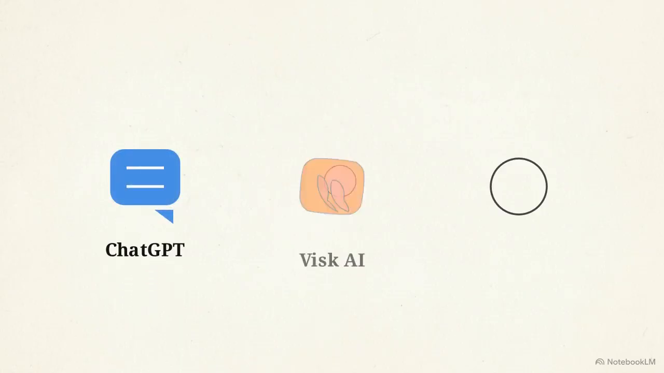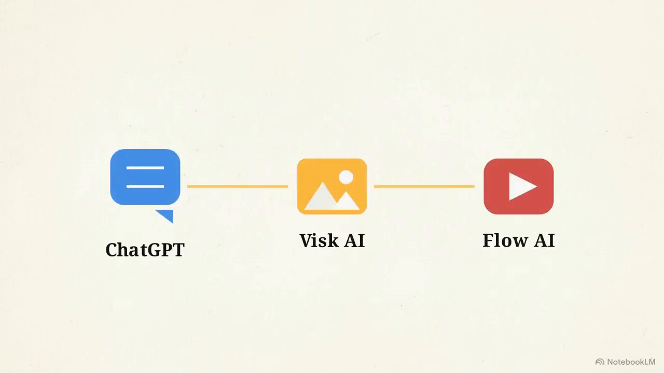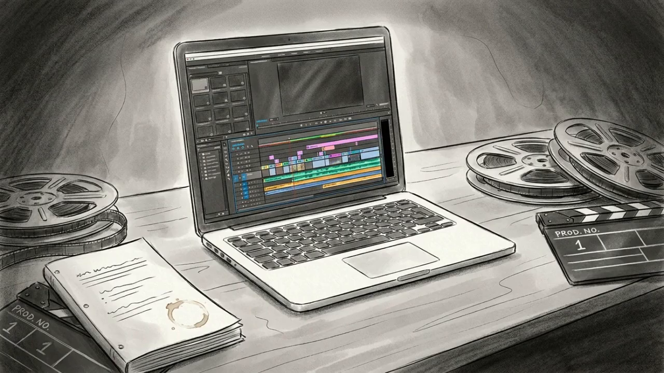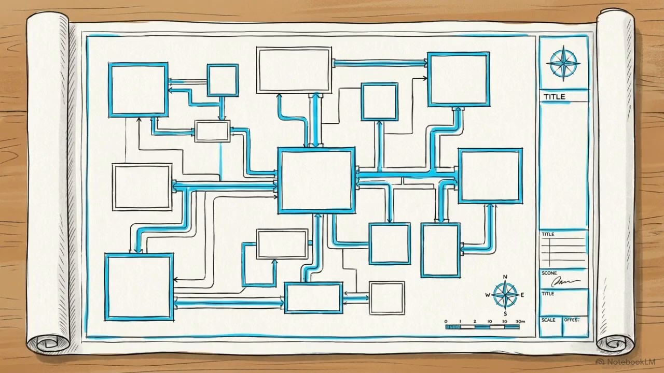We achieve this by linking 3 specific free AI tools, ChatGPT, Visk AI, and Flow AI, to generate every audio and visual asset simultaneously. These tools are highly accessible and interconnected, allowing you to bypass the traditional technical barriers of narrative video production. Step 1 is establishing our narrative structure.